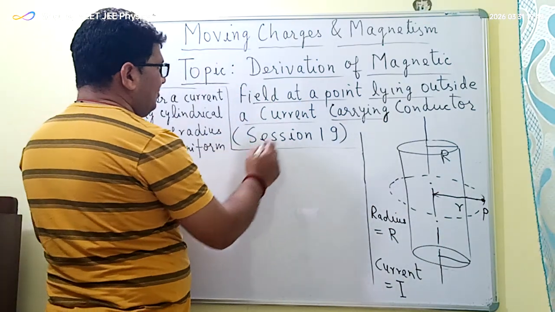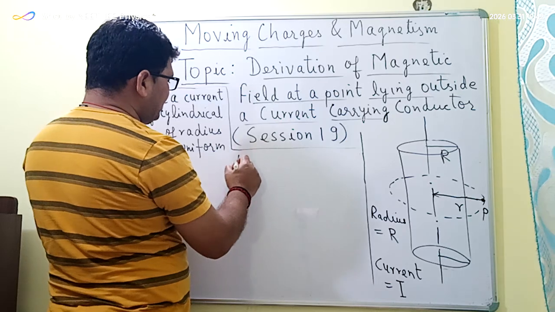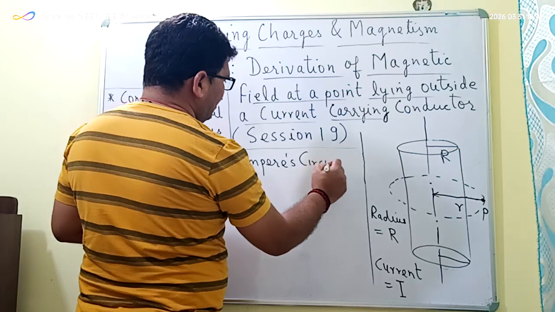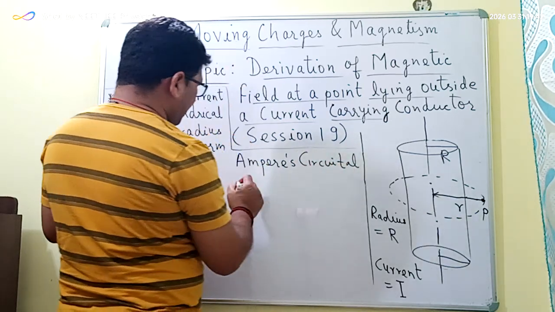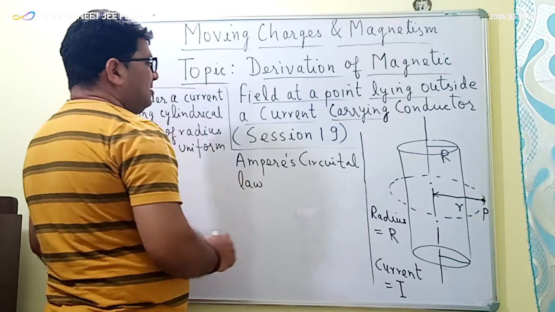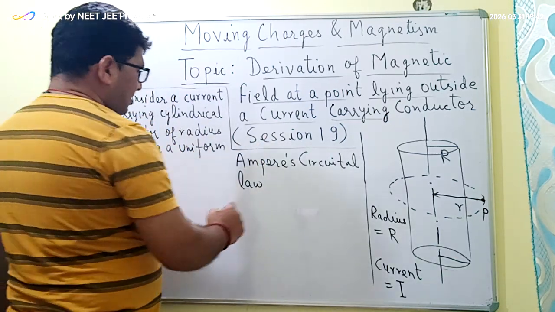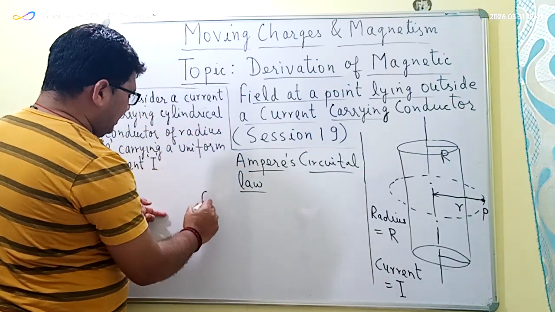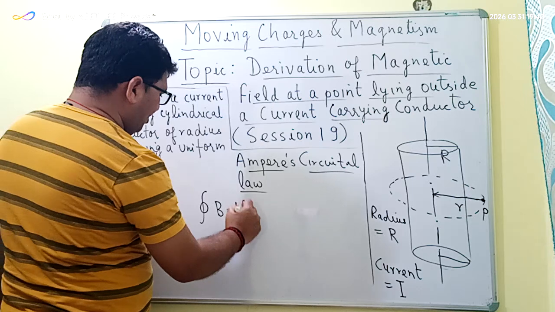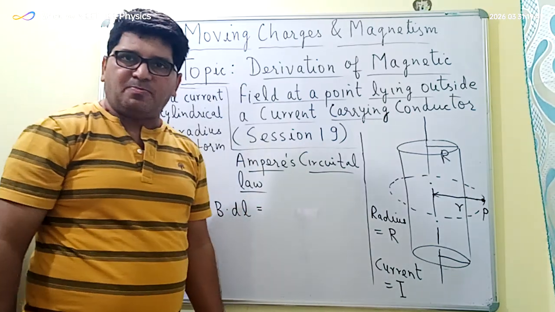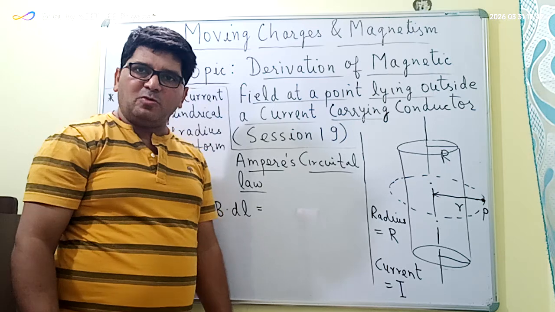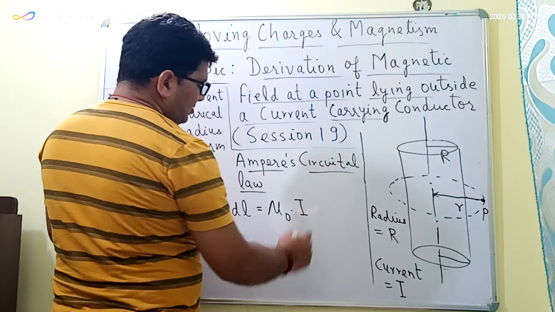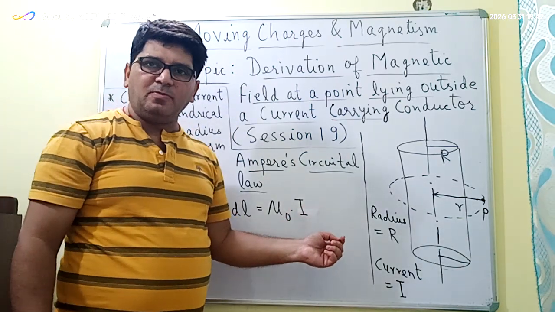So in this derivation, we will be using the Ampere's Circuital law, about which we have studied in the session number 17. So as per the Ampere's Circuital law, the line integral of magnetic field around a closed loop or closed path, which is also called the Amperian loop, is equal to mu naught times the net current which is passing through that closed loop or the closed path.